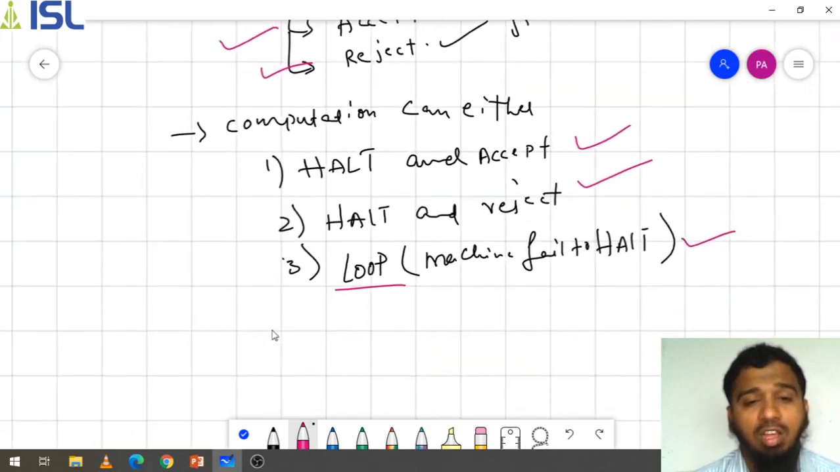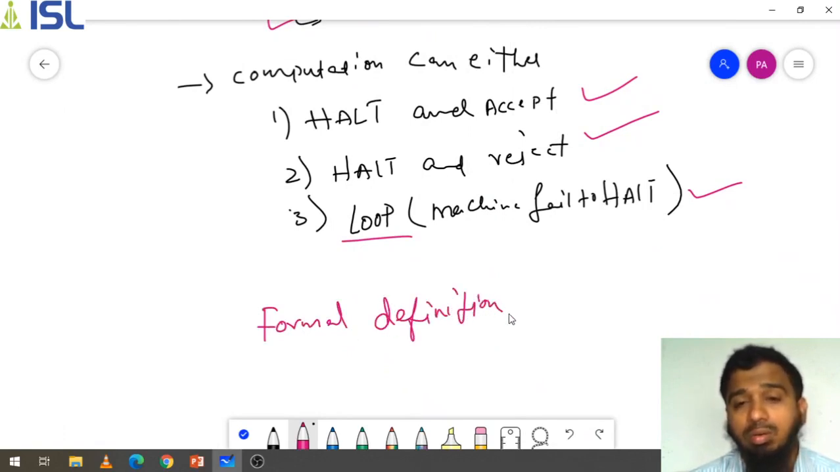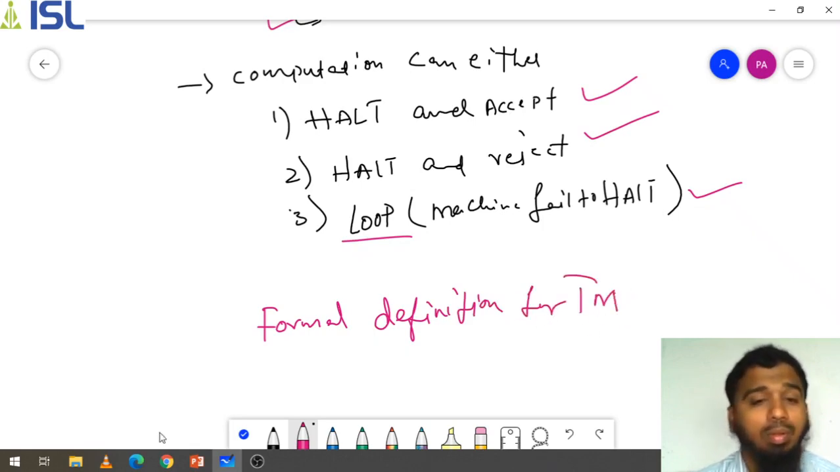In the next class we are going to see the formal definition for Turing machine, TM. Okay. Thank you. We will see you in the next class.